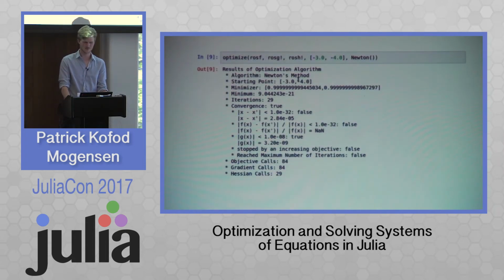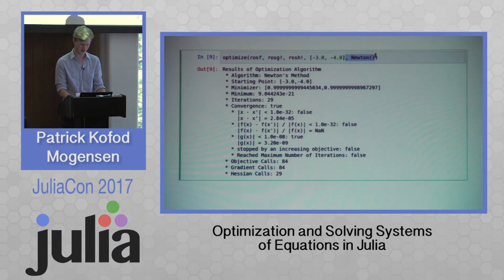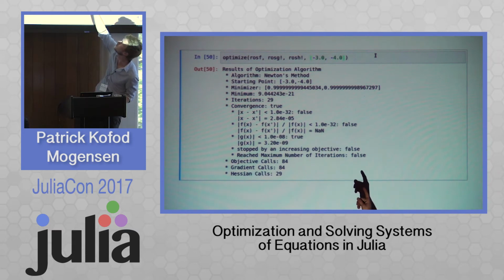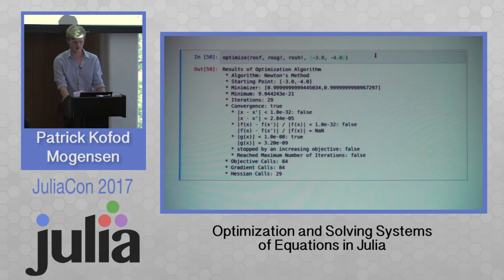So again, I specified Newton, it's just a habit, but we could just not do it. Here I provide the objective, the gradient, the Hessian, and some starting point. And it finds something very, very close to 1, comma 1 from the same minus 3, minus 4 starting point in 29 iterations. And we get the same convergence information as before.